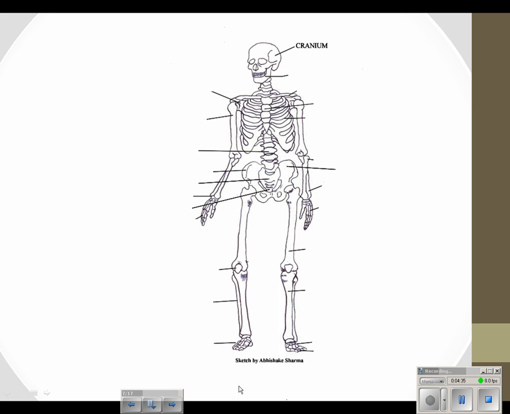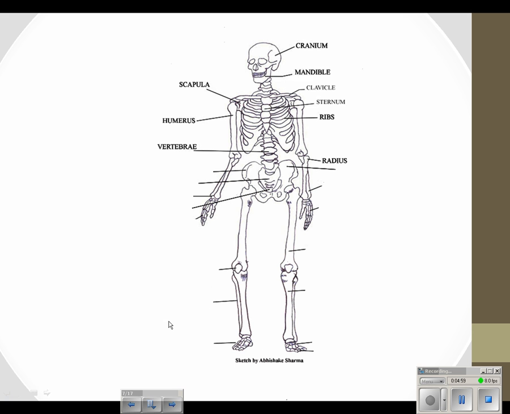First, we have the cranium. The mandible is the jaw. The clavicle, the collarbone. The sternum is the breastbone. The ribs. The scapula is the shoulder blade, so that actually would be pointing to the back there. The long bone in the arm is the humerus. Then we have the vertebrae, and each of these is individual, and there's cartilage plates in between each one.